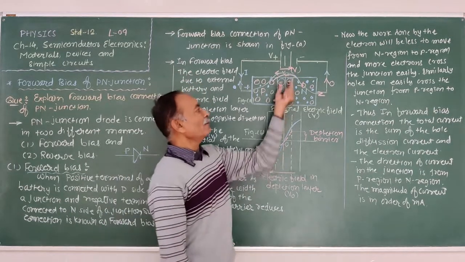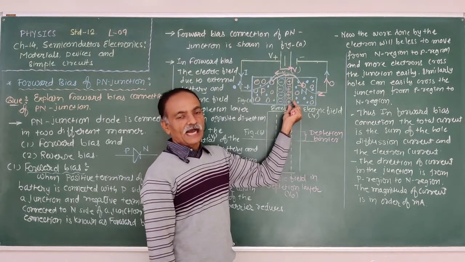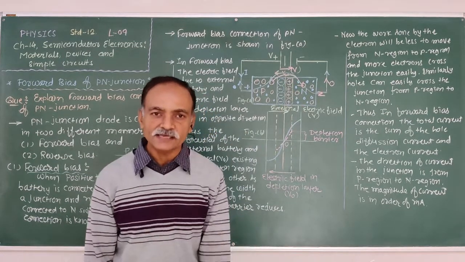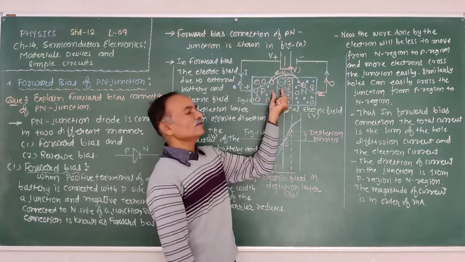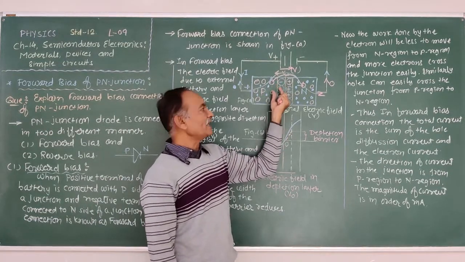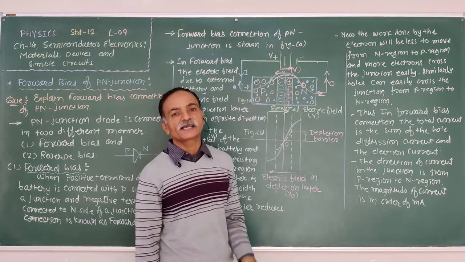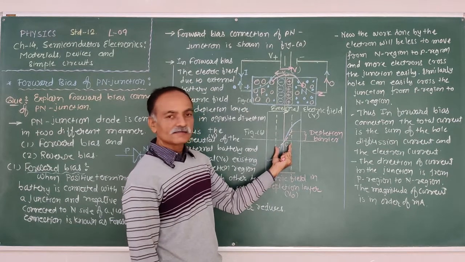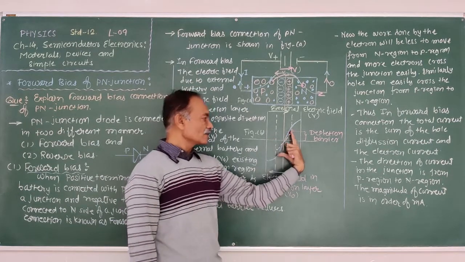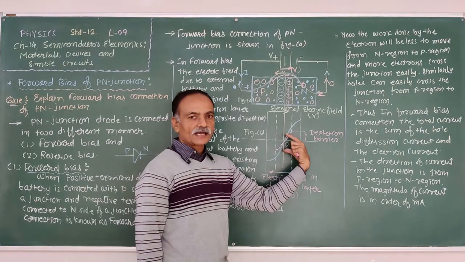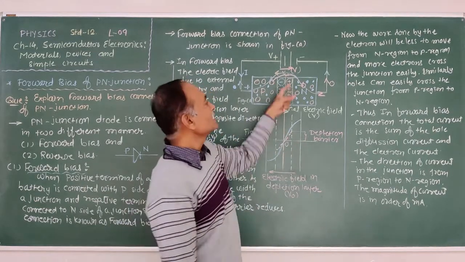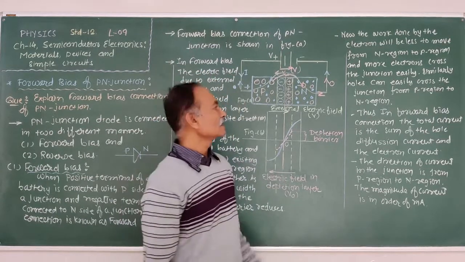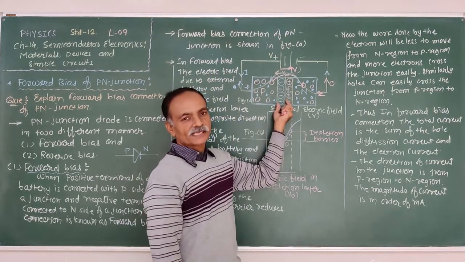Thus, the number of positive ions, the ionized positive charge deposited near the junction in the N region, and the ionized negative charge deposited near the junction in the P region decrease. As a result, the width of the potential barrier is reduced and also the height is reduced. Height is reduced, that means the intensity of the potential in the depletion region is decreased due to fewer ionized charges being deposited.